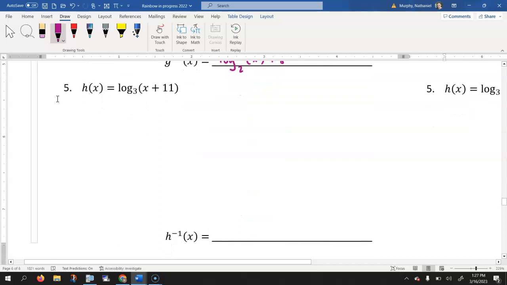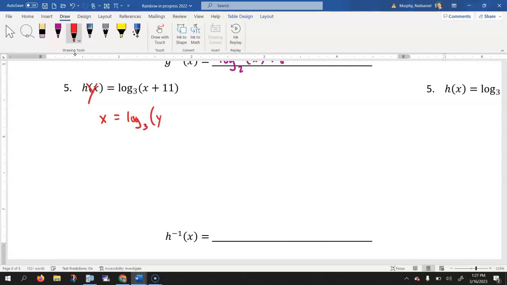All right, let's look at number 5. So now this one's already in logarithm form, and we need to find the inverse. Same process. So that h of x is still the same as y. So I'm going to change the x to a y, y to an x. That's my first step. Always your first step.